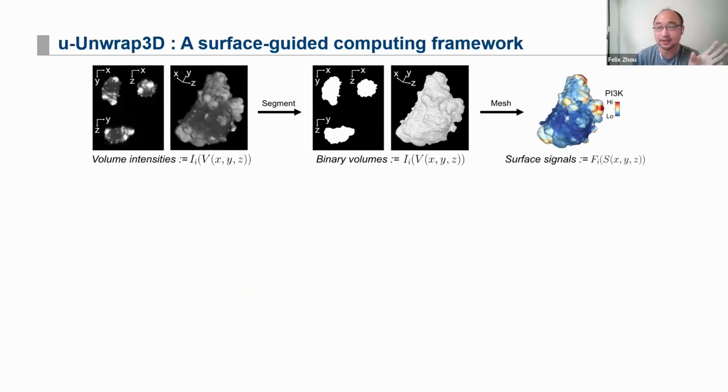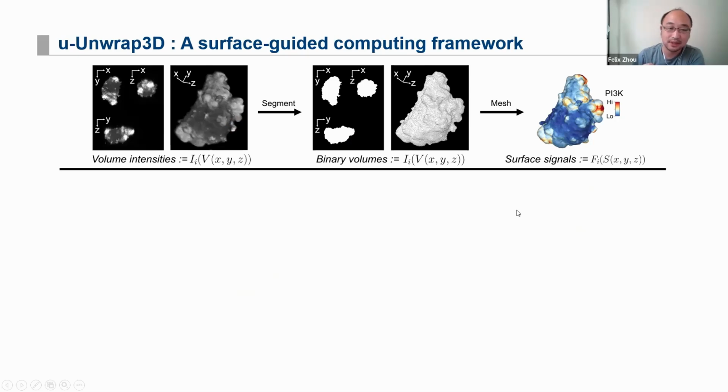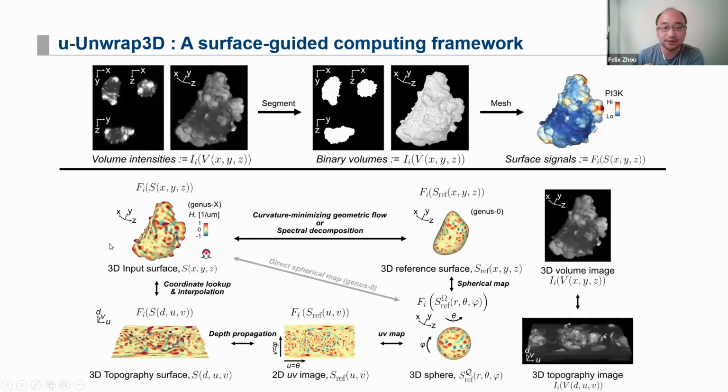The framework I came up with is called U-Unwrap 3D. It's a totally generic surface computing framework. It's targeted towards the binary segmentations you can obtain from 3D microscopy, and you mesh the binary segmentation. This is why U-Segment 3D was important, to obtain these surfaces and map the signal. Then we introduce these 5 different representations. Critically, we give you access to the mappings between them.